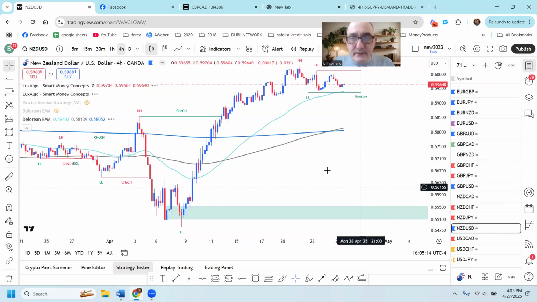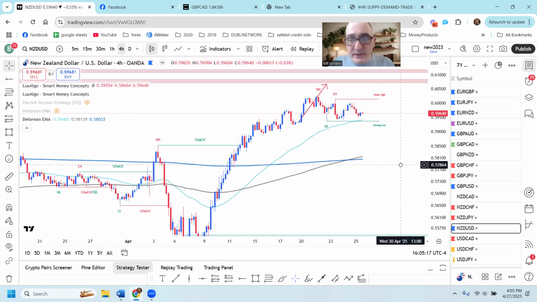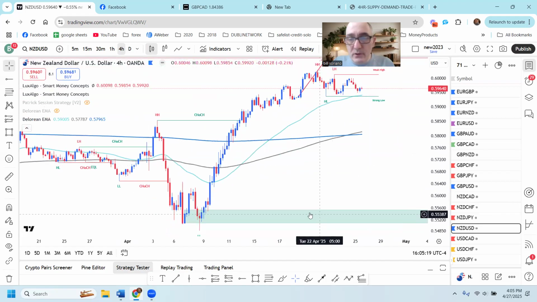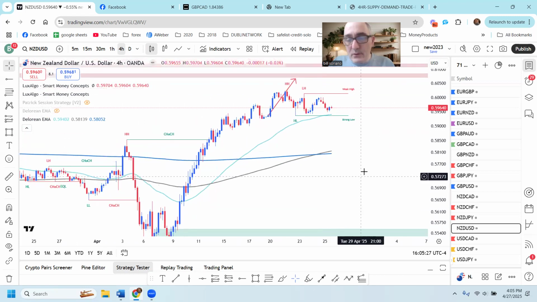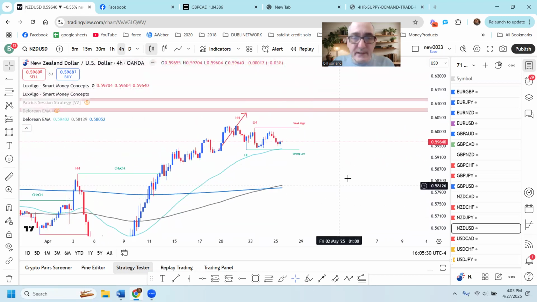NZD-USD. This one is bullish here. We have a zone all the way down here. We don't have an alert set. We're just going to shut this flag off because obviously, in order for price to get all the way down there, it will drop below the 800.